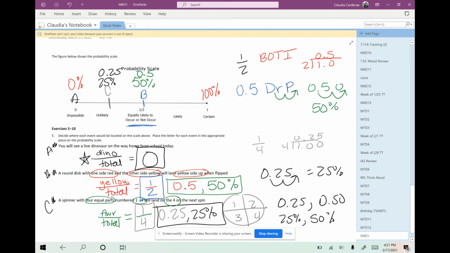So let's go ahead and stamp that probability is a measure of how likely it is that an event will happen. So this number will fall between 0 and 1, where 0 is impossible and 1 is absolutely certain to happen. We can represent this on a number line using fractions, decimals, or percents. Let's go ahead and try some on our own.